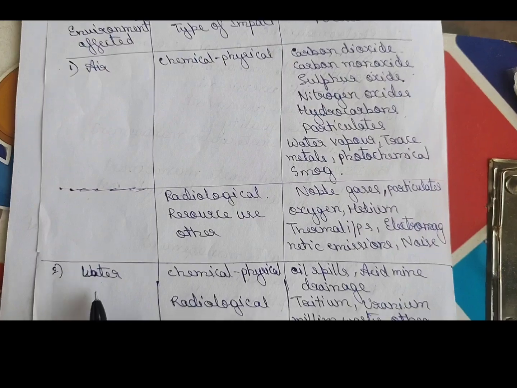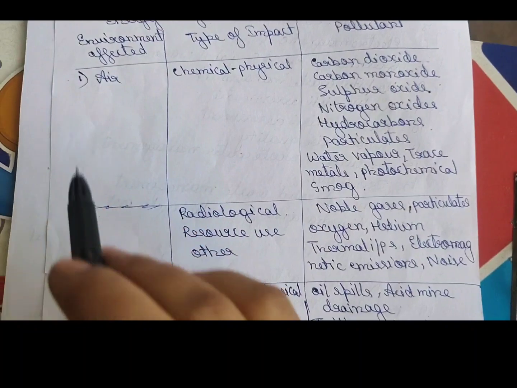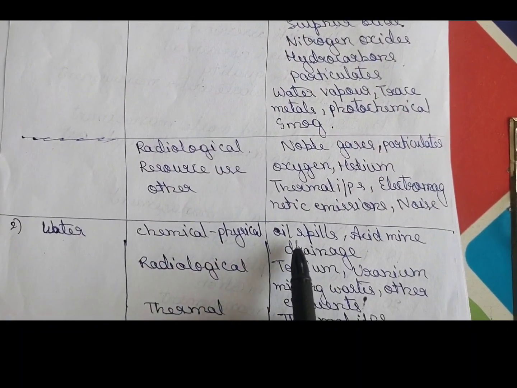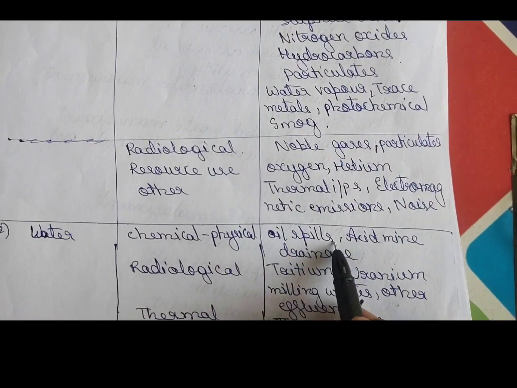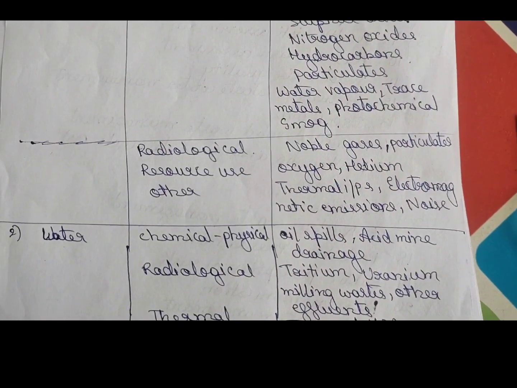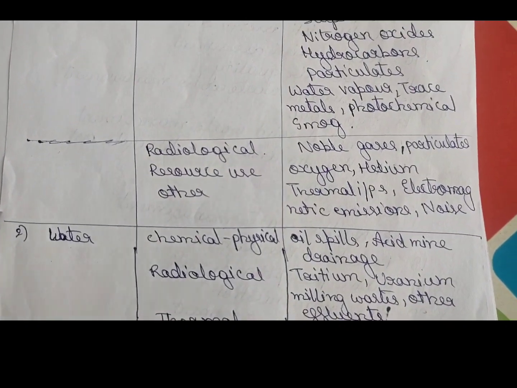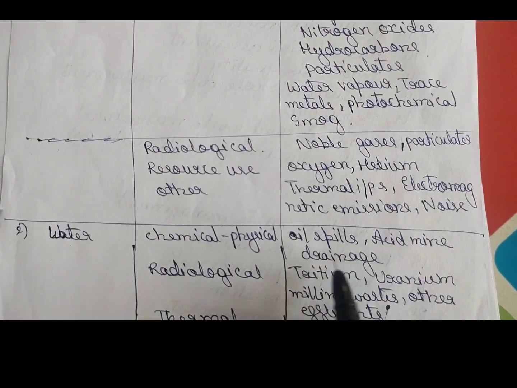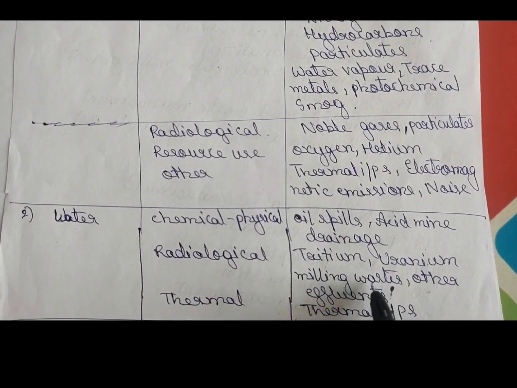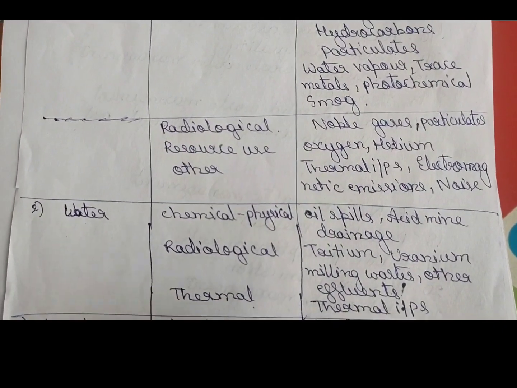Next, the environment affected is water. First air is affected, next water. When it comes to water, chemical and physical, you might have seen oil spills in the water on the industry side, where more industries are there. You can see the oil surface on the water: oil spills, acid mine drainage. Radiological: tritium, uranium, milling waste, other effluents. Next is thermal inputs.